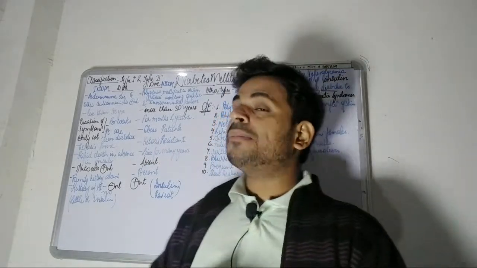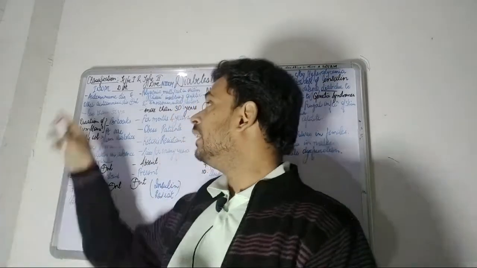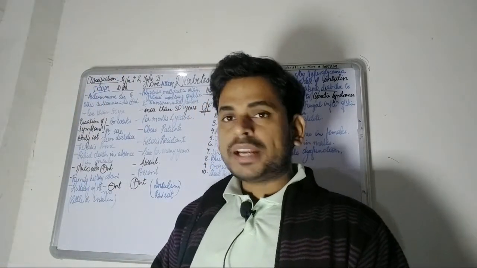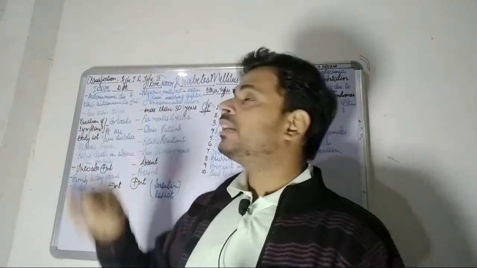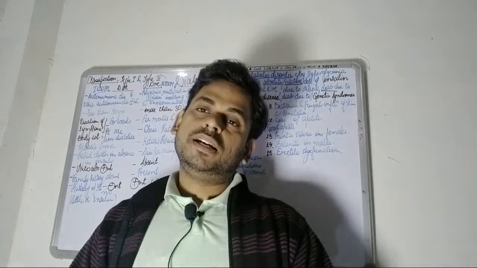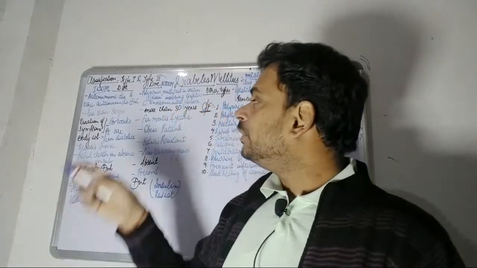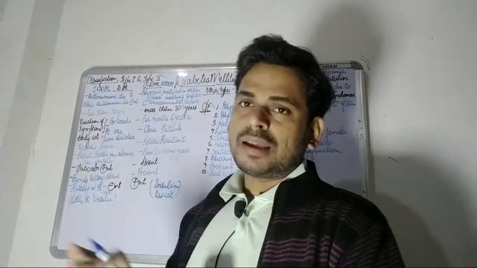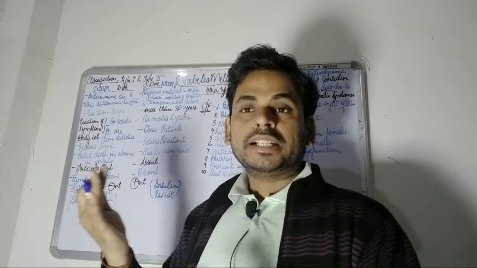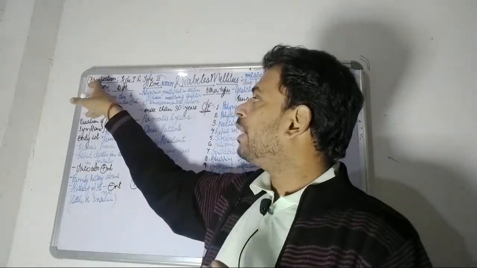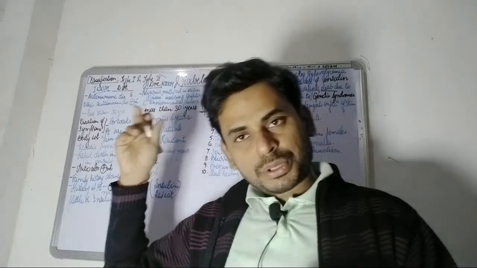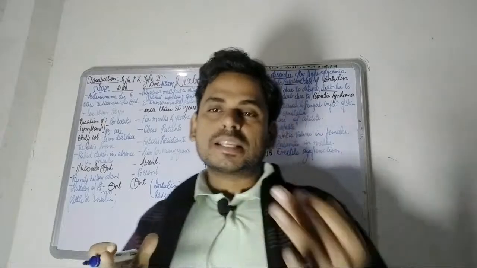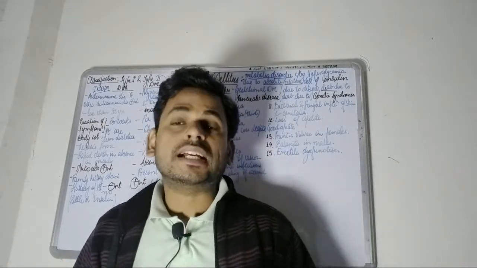So type 1 diabetes mellitus is also called insulin dependent diabetes mellitus. Whereas type 2 diabetes mellitus is called non-insulin dependent diabetes mellitus. In medical terminology, we mostly call type 1 IDDM, that is insulin dependent diabetes mellitus, whereas type 2, the non-insulin dependent diabetes mellitus, in short form we call NIDDM.